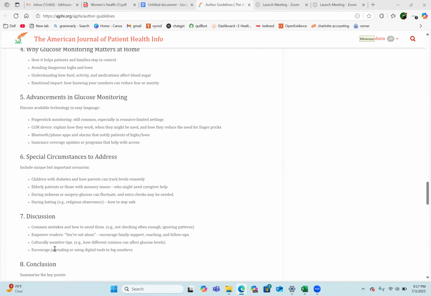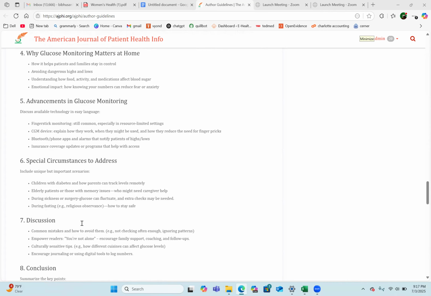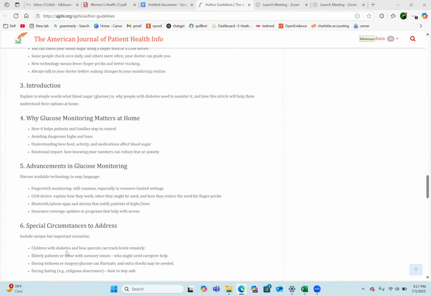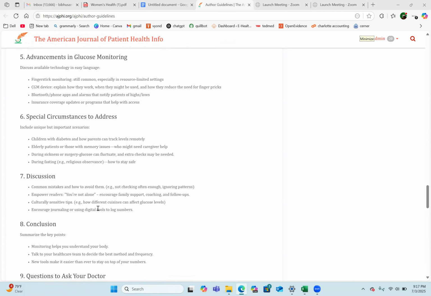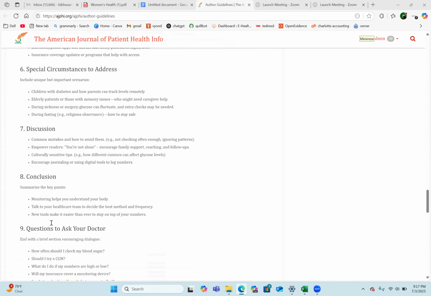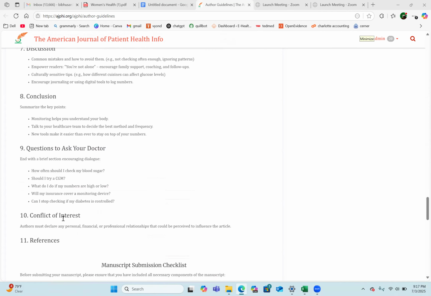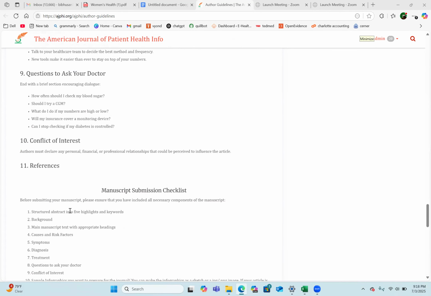So these are the discussions. I would say discussion means from why glucose monitoring matters at home till the final part here. And then a small paragraph for a conclusion, confident trust and referencing. So these are the major things.